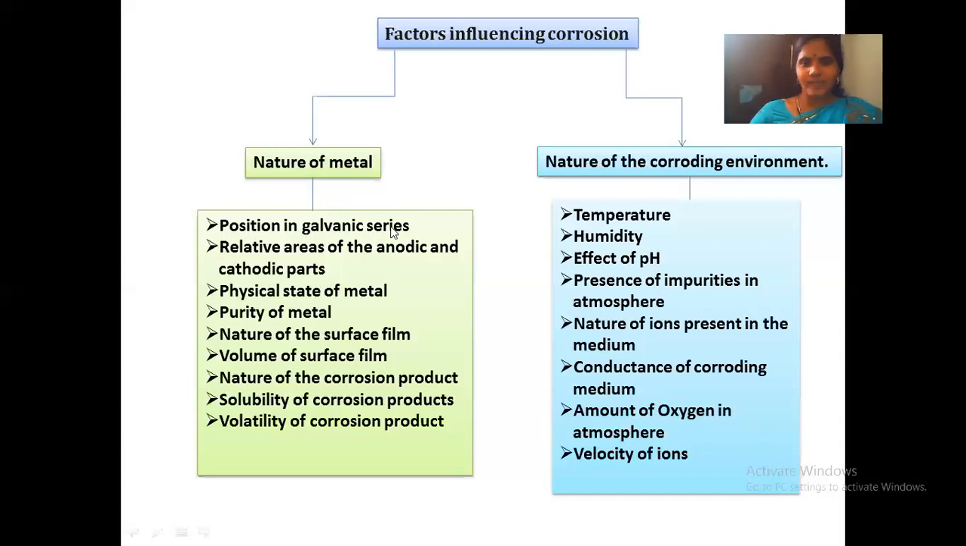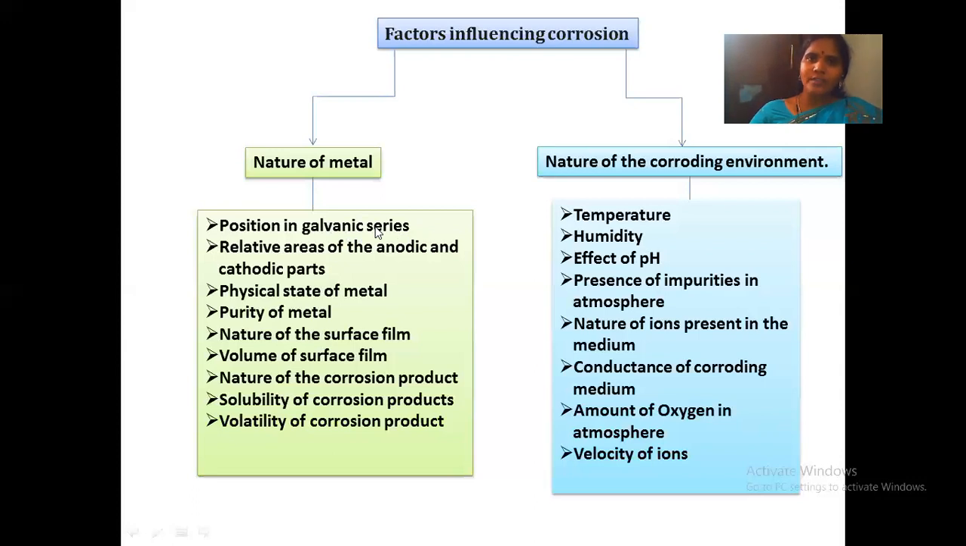One is the position in the galvanic series. One must know what the galvanic series is. Various metals are arranged based on their activity, based on their oxidation potentials. That series is called the galvanic series. The metals which are above in the series act as anode, and those below in the series act as cathode. If a metal at the top of the series is connected with the bottommost metal, obviously the potential difference is more and then the corrosion rate will be more.